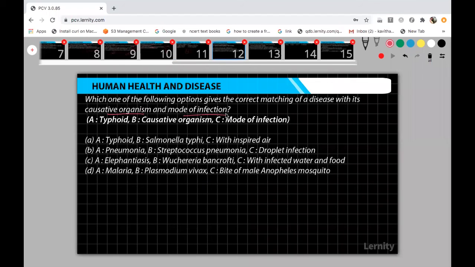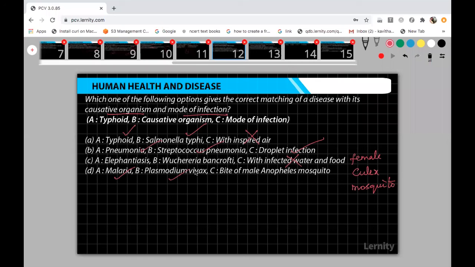Okay. The 12th one: which one of the following gives the correct matching of the disease with its causative organism and mode of infection? See the first one, typhoid, Salmonella typhi, with inspired air. Typhoid's mode of infection is not inspired air; it is because of contaminated food and water. So it is wrong. Pneumonia, Streptococcus pneumoniae, droplet infection, yes, correct. Elephantiasis, Wuchereria bancrofti, is not because of infected food and water. It is because of the bite of the female Culex mosquito. So this is also wrong.